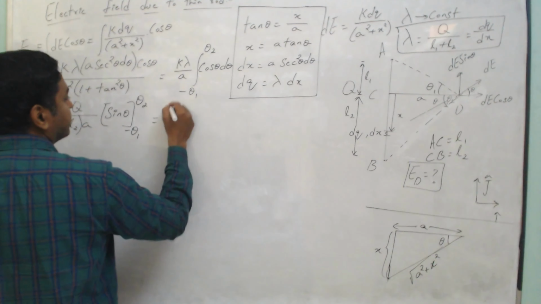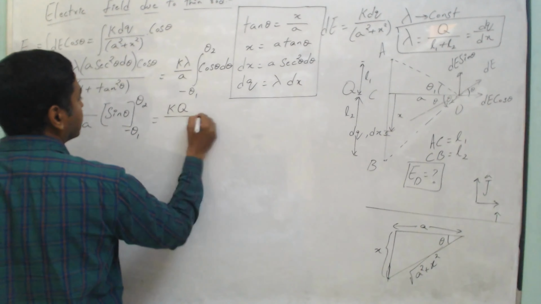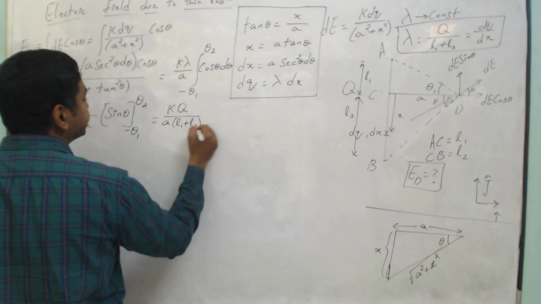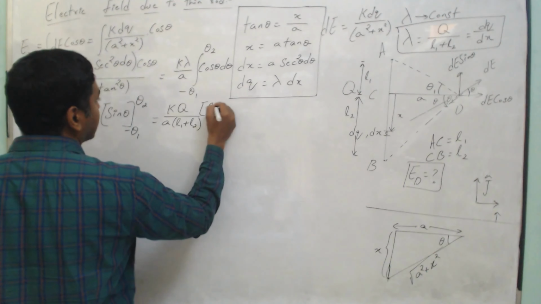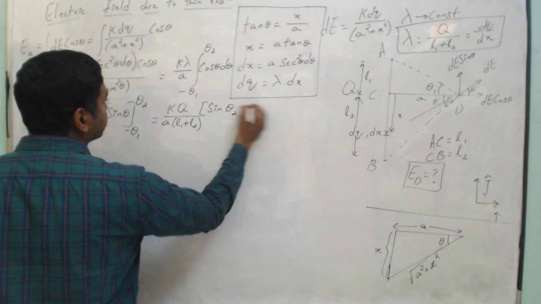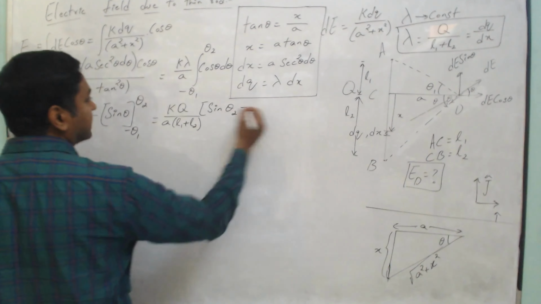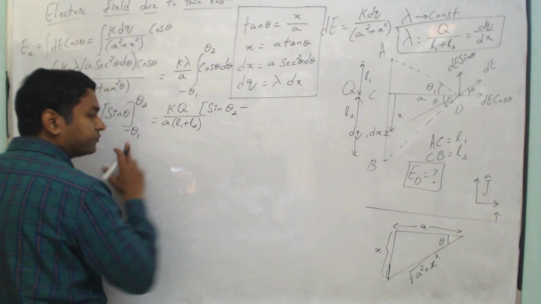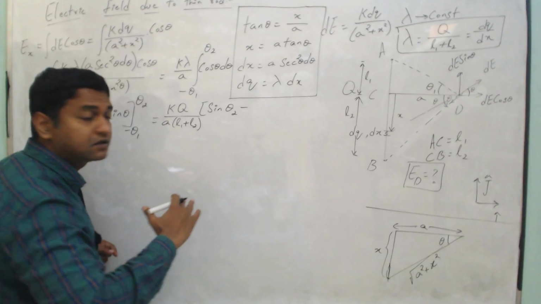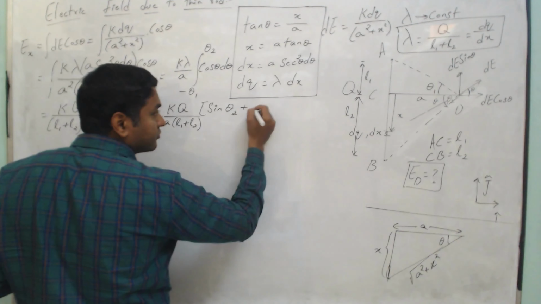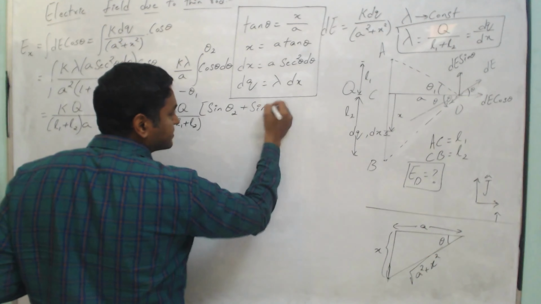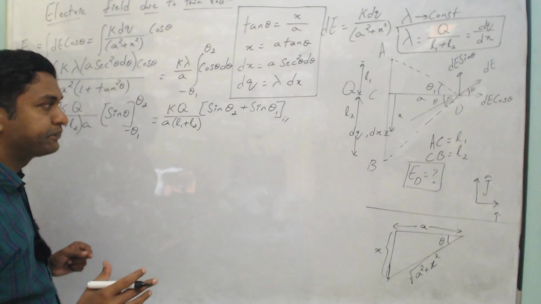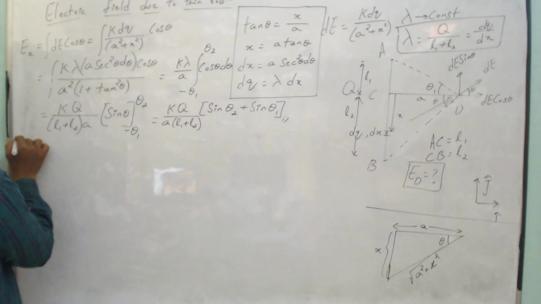So my final answer will become kQ by a into L1 plus L2. Here I will have sine of upper limit minus sine of lower limit, which is minus theta 1, right? But sine of minus theta is minus sine theta. Therefore, this becomes plus sine theta 1. Is this clear? Yes, sir. Now, next. Shall we move ahead?